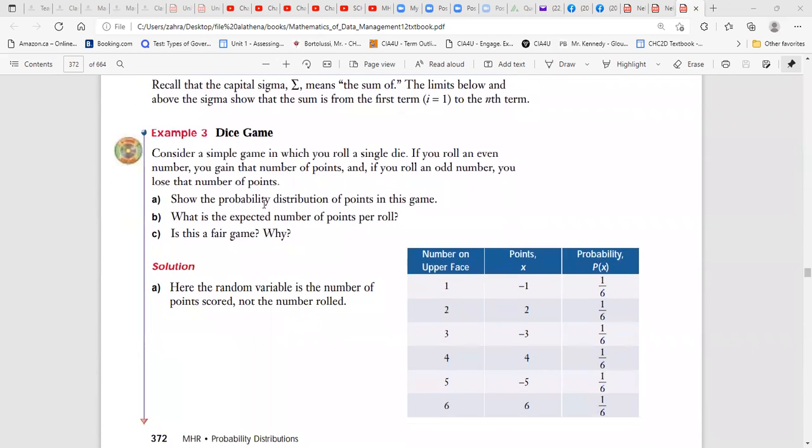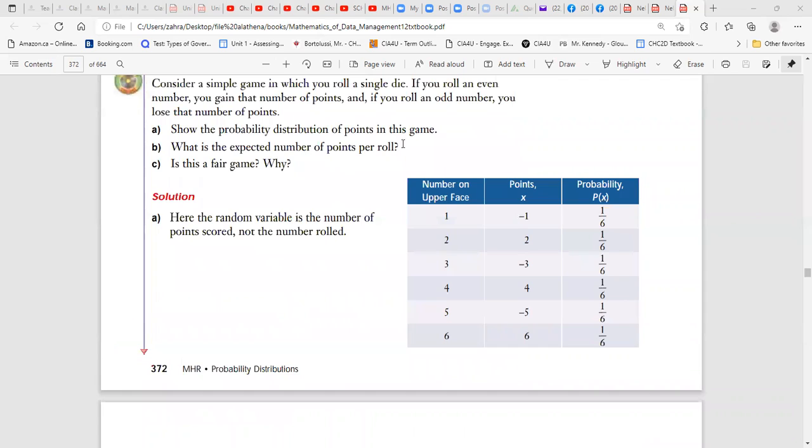Okay, look at this dice game. Consider a simple game in which you roll a single die. If you roll an even number, you gain that number, and if you roll an odd number, you lose. Show the probability distribution. You know the probability of every number on the die is going to be 1/6. All sides have the same chance to be landed on. For the random variable, if you roll a 1, because it's odd, you lose that number. It's going to be -1.